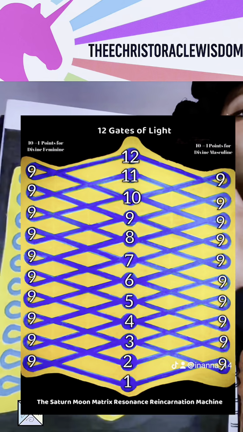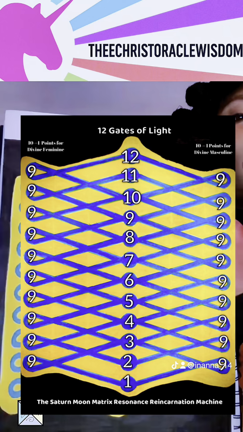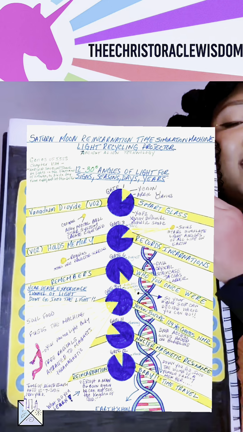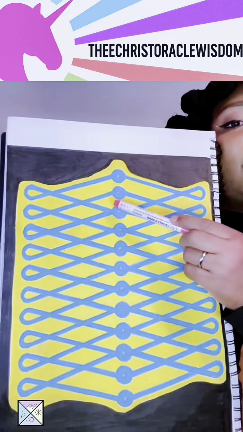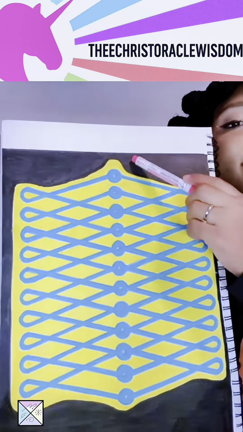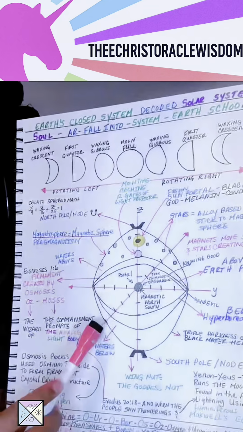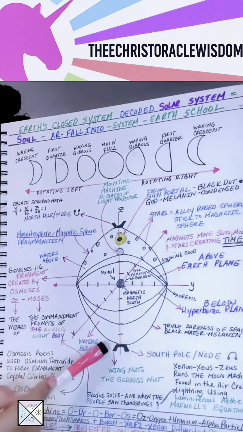You have 12 gates of light here, and on each of those gates you have a cap, and it only allows out a 30-degree angle within a slice of a 360-degree circle. So you have 30 degrees, 30 degrees, 30 degrees, all the way down, and it's all going in different directions in a 360-degree circle.